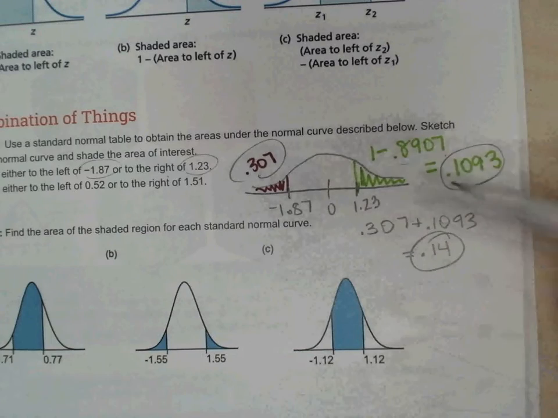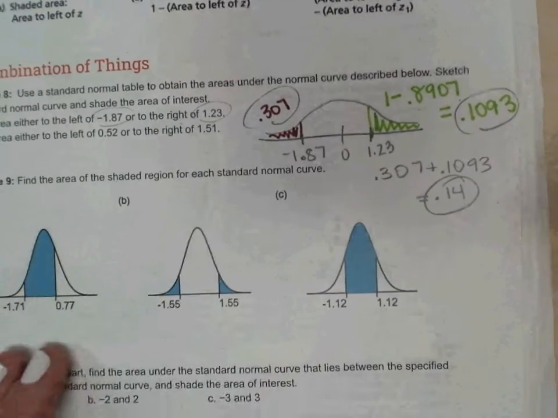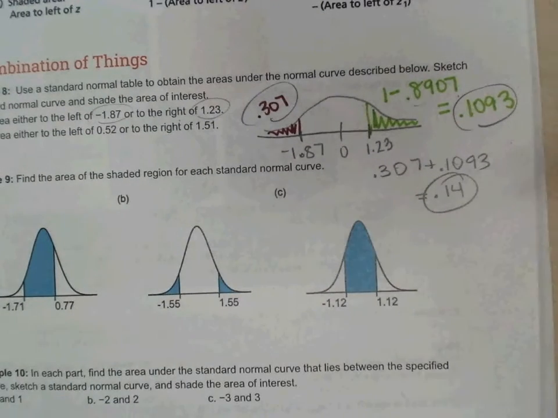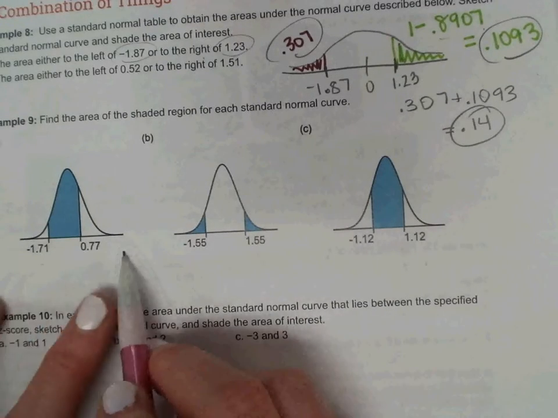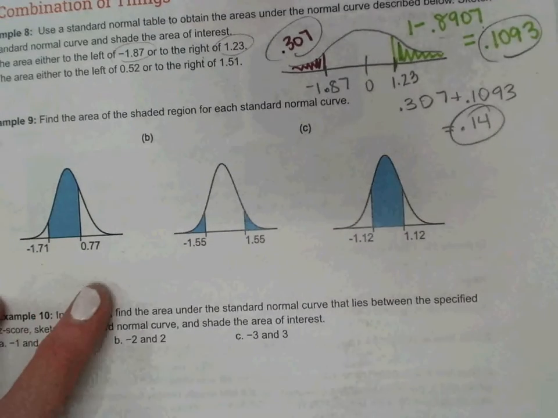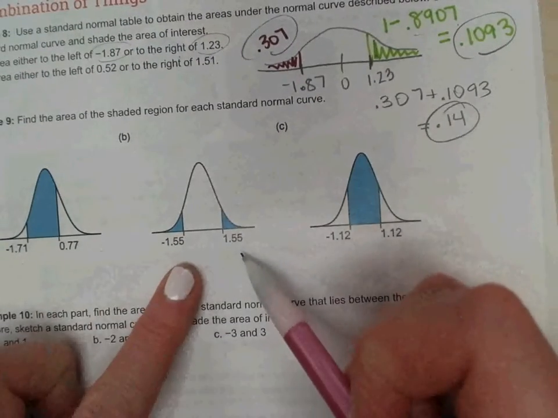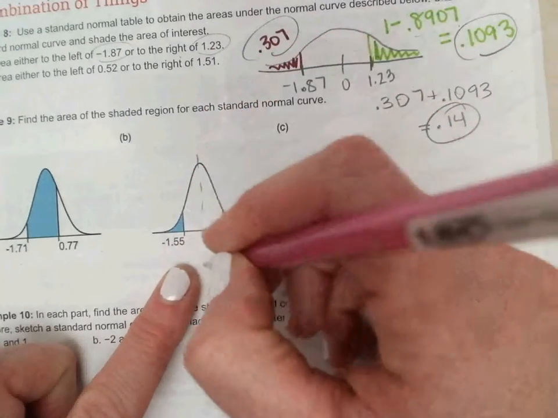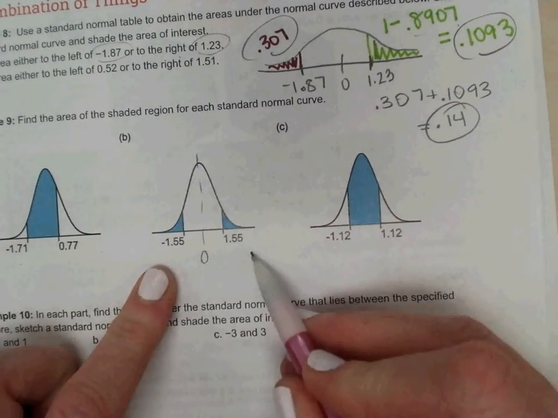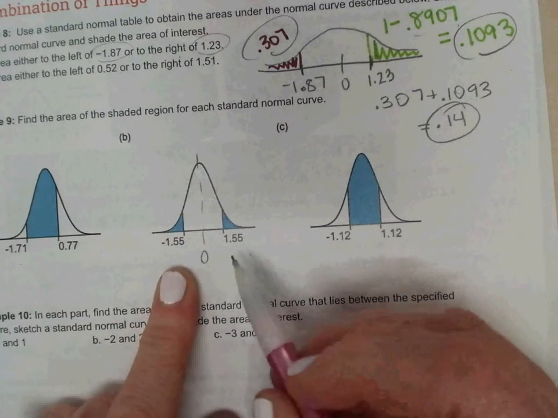Example 9 is just the visual image of the questions we've asked previously in words. So find the shaded region for each standard normal curve. Here, you'll find the area to the left of each one and subtract, right? Just like we did in part C above. Part B does have a trick. Since we have a normal curve that's symmetric about 0, and we have the positive and negative of this value, all I have to do is find one of them and double it, because it's the same area.